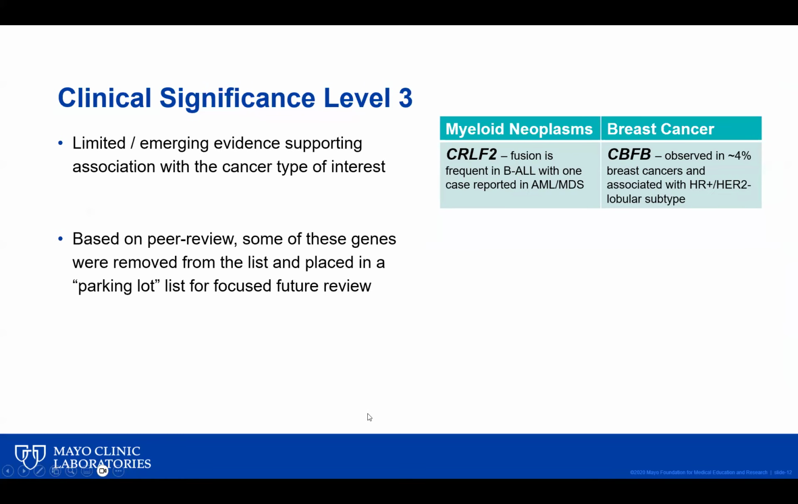And then clinical significance level 3 was reserved for limited or emerging evidence supporting association with a cancer type of interest. And so for myeloid neoplasms, CRLF2 was included in the list for level 3. Fusion is frequent in B-ALL, but there has been a case reported in AML and MDS. So the group felt like that was appropriate to keep it in the list.